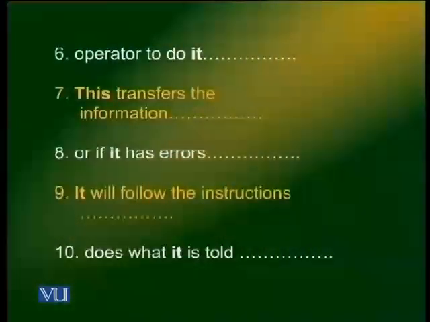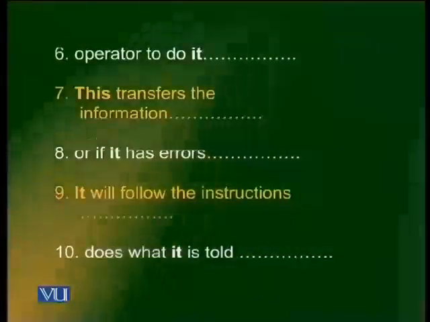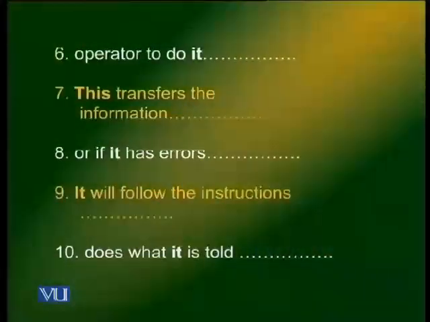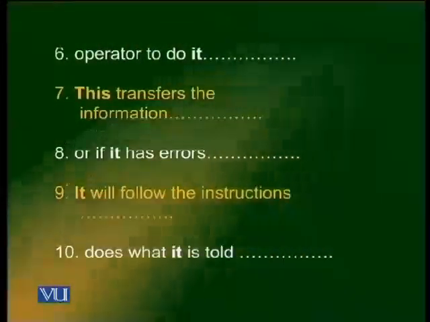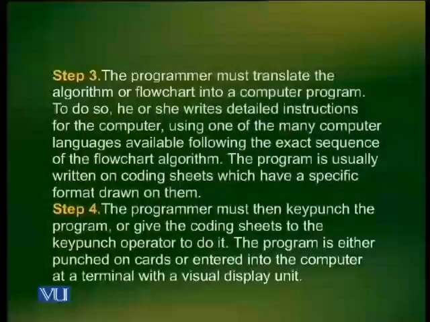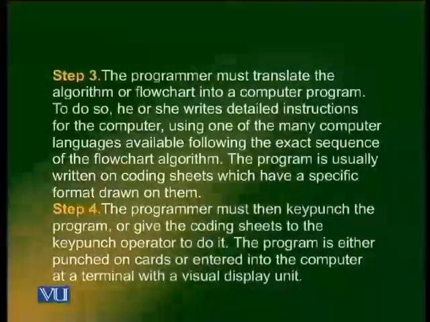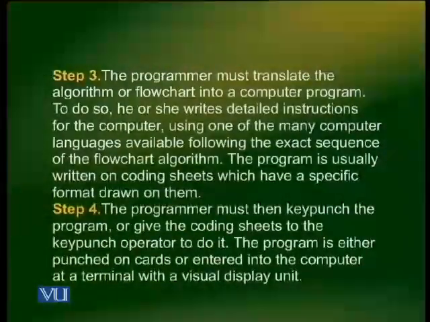And number 6, now move on to paragraph 5. Find paragraph 5 quickly and look for the phrase operate to do it. Operate to do it. And what does the word it refer to? It refers to key punch the program. Key punch the program.